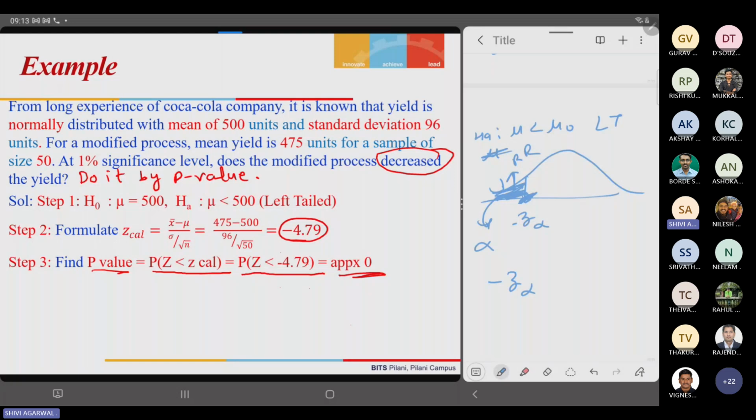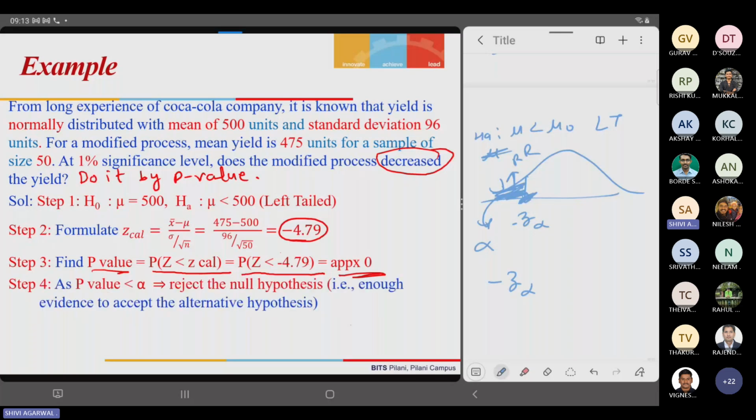Now by the standard normal table, this is approximately 0. Approximately 0 means it is very, very small. If it is very, very small, we reject H naught. And we can also compare p value with alpha. Alpha is equal to 0.01, and approximately 0 is less than 0.01. So we can say we reject the null hypothesis. That is the combination of hypothesis testing and significance testing by the p value.